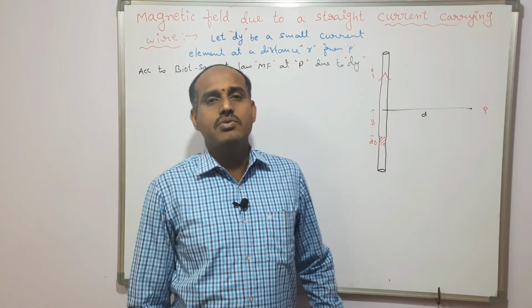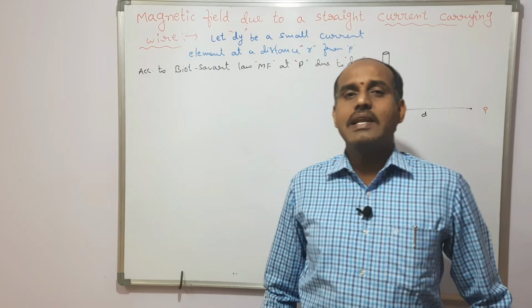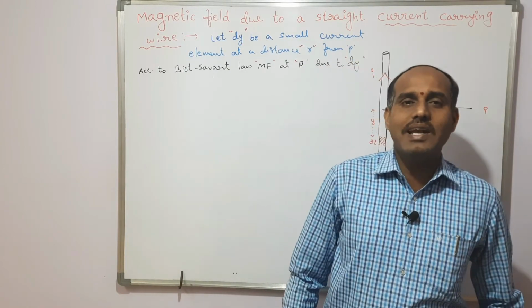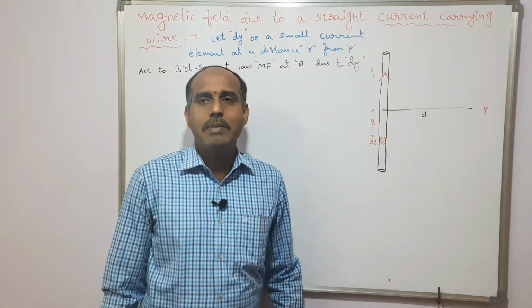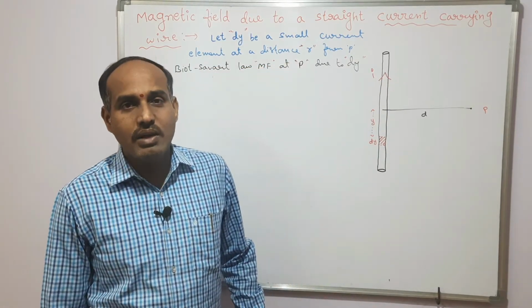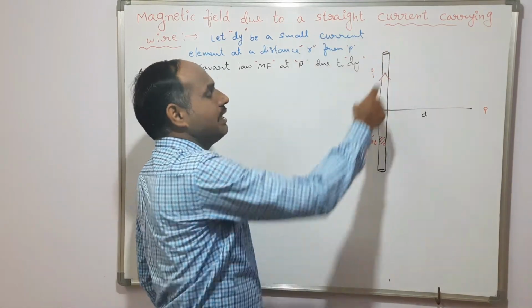In the previous videos we derived the expression for magnetic field induction due to a current carrying circular wire by using the Biot-Savart law, and we discussed its various applications. So now, again by using the same Biot-Savart law, we are going to derive the expression for magnetic field due to a long straight current carrying conductor.